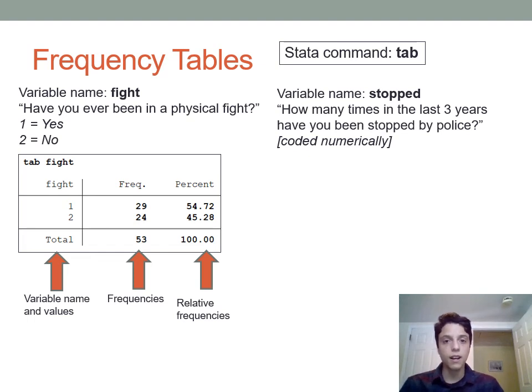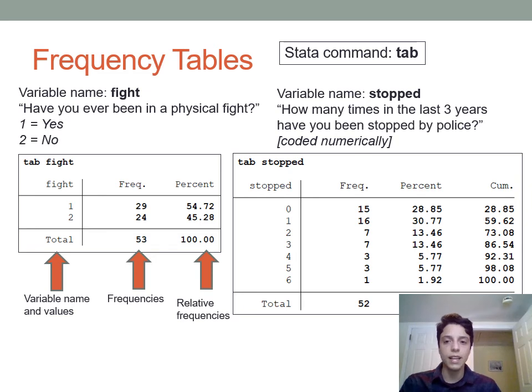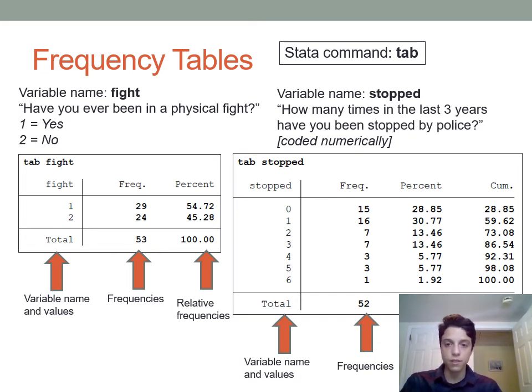Another example of using software to find a frequency table would be for the variable asking about the number of times you've been stopped by the police, which was coded numerically. And here, even though my head is covering a little bit of it, you can see a similar frequency table where you have the numbers of stops, the frequencies, and then you also have relative frequencies and cumulative frequencies in that last column there. So software can be used to find frequency tables, and that's how you would interpret what's shown in these frequency tables.